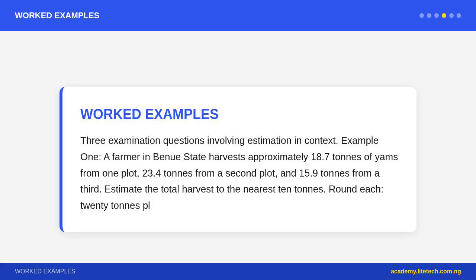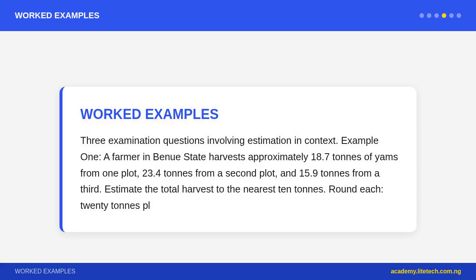Example 1. A farmer in Benue State harvests approximately 18.7 tons of yams from one plot, 23.4 tons from a second plot, and 15.9 tons from a third. Estimate the total harvest to the nearest 10 tons. Round each, 20 tons plus 20 tons plus 20 tons equals 60 tons. Exact, 58 tons. Our estimate of 60 tons is a reasonable guide for selling arrangements.